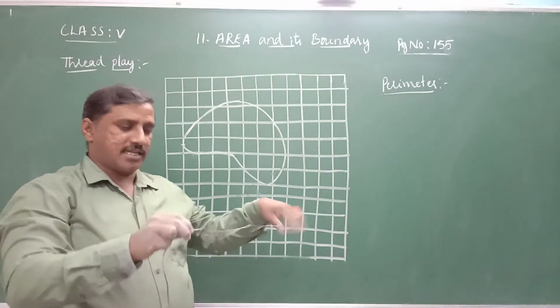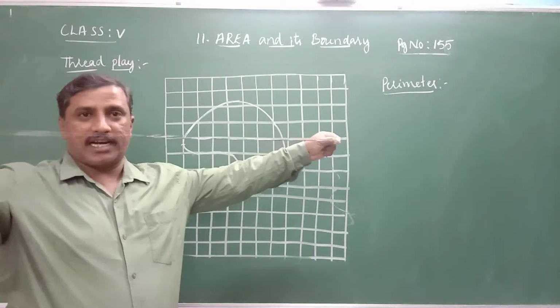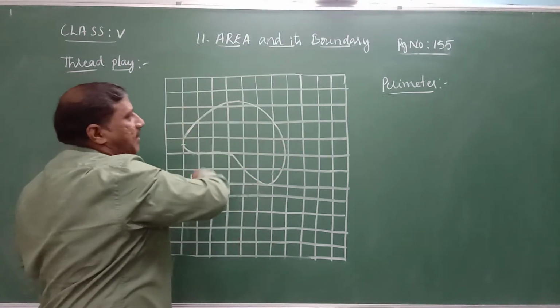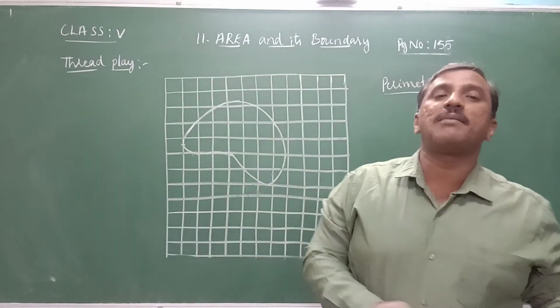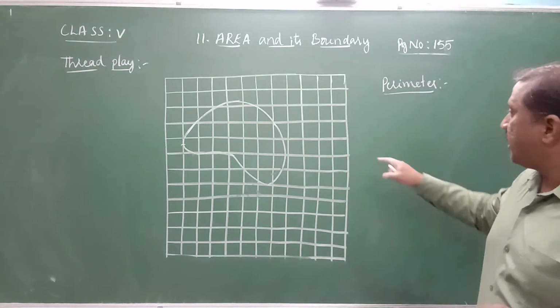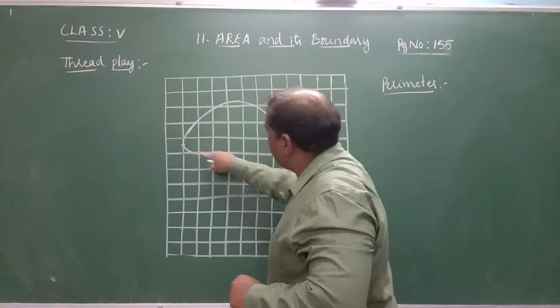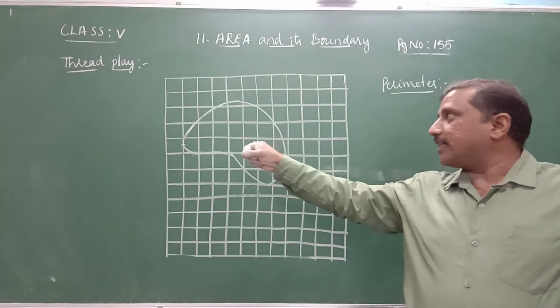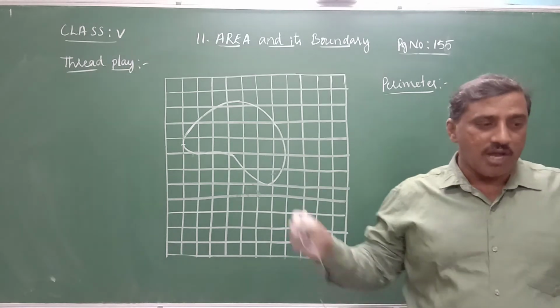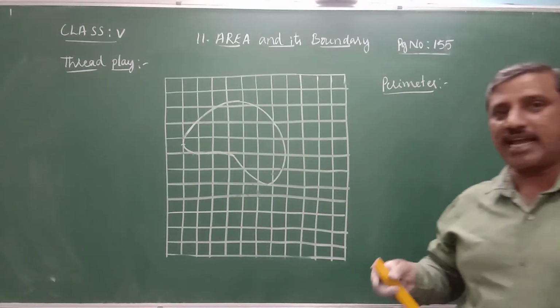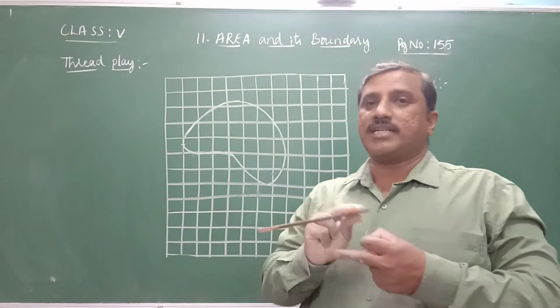This length of the thread will give you the total perimeter of that irregular shape. Perimeter means the total length of the boundary line. Here, this line is the boundary line, and we are measuring that length by placing the thread over that curved shape. Now you can measure using the scale. Now how many centimeters is this?